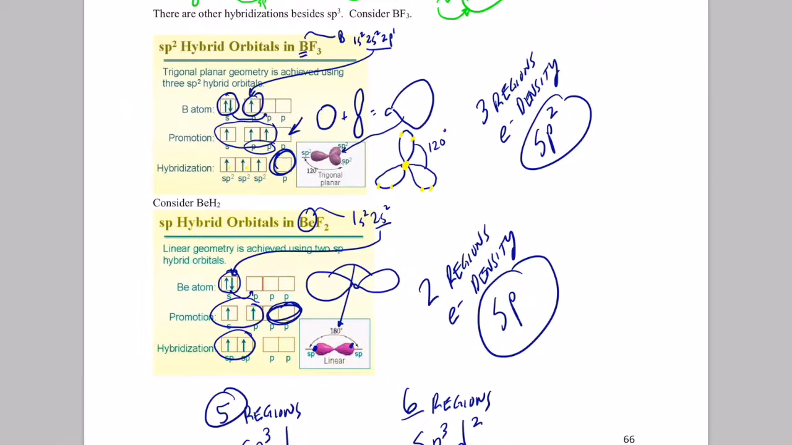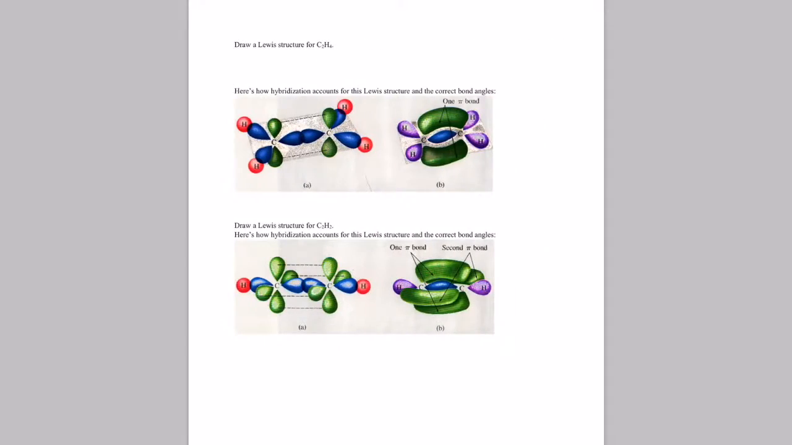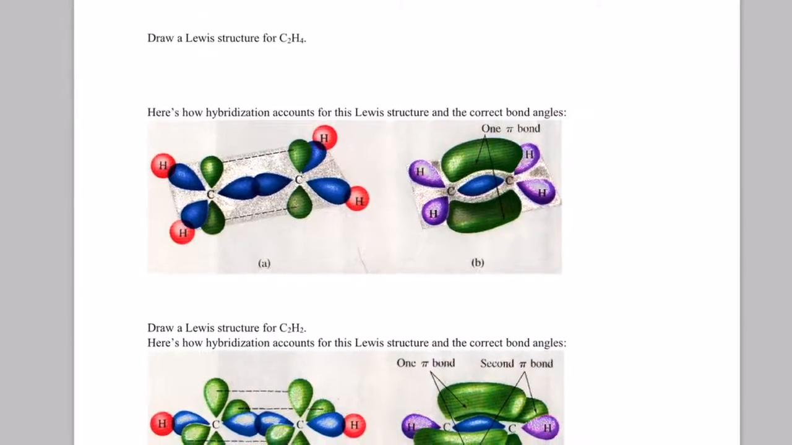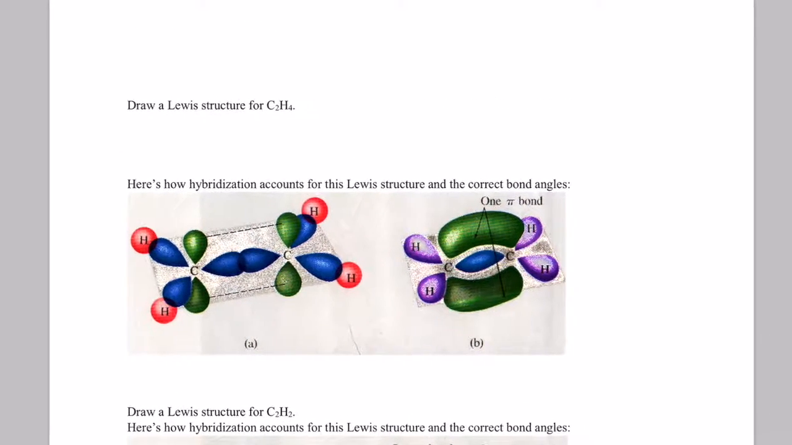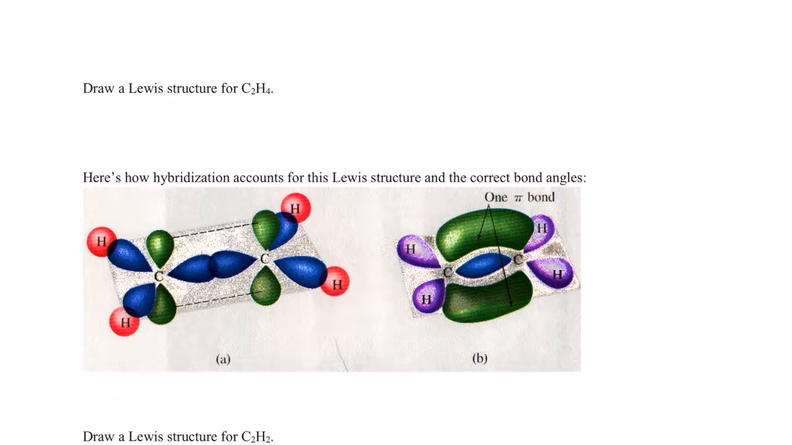All right, we'll stop there. I want to do a little bit more with this in the next video. I want to talk about something called sigma and pi bonding and further our discussion on hybridization.